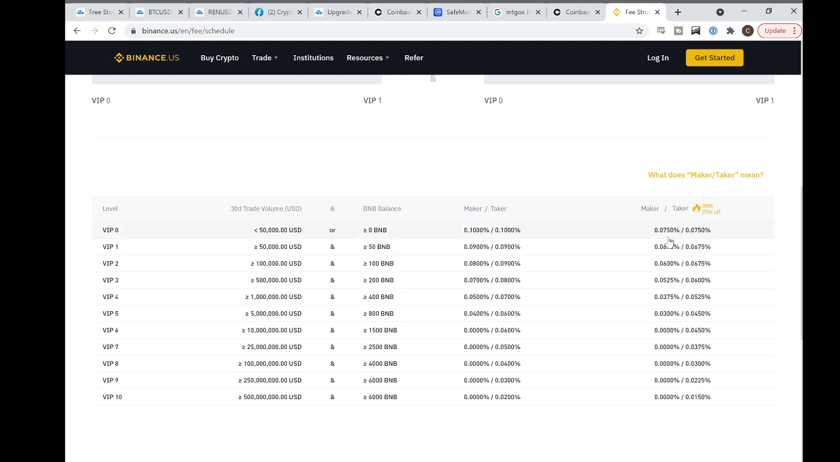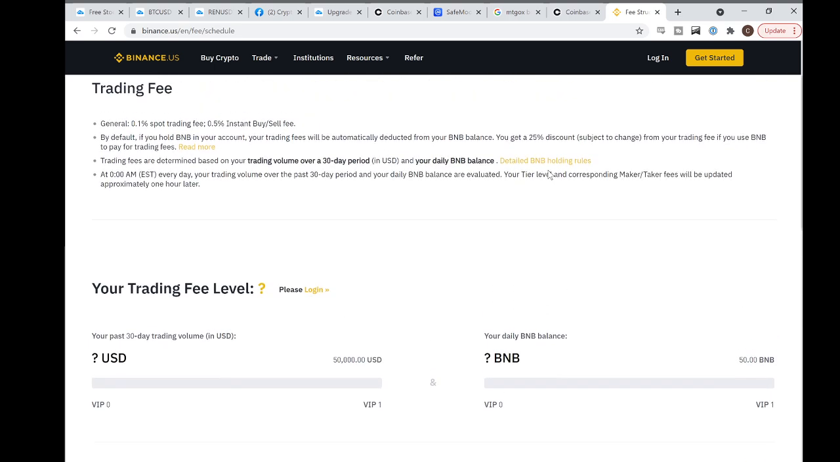That's an incredible difference. So yeah, that right there absolutely makes it worth it to me. It's like 15 times lower than if I was using Coinbase. So fees are very, very important, but it's not only that.